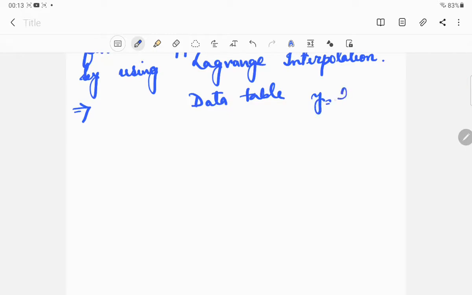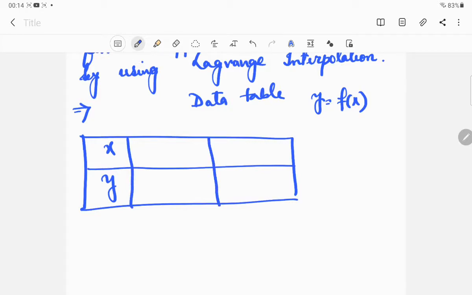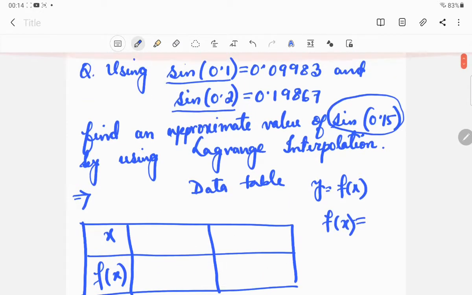Usually the form is y equal to f(x). So we usually have x and y, and then we have the table like that, and here we simply have two values. In place of y, we have f(x). What is f(x) here? Everywhere it is sine 0.1, sine 0.2, sine 0.15, so it is nothing but sine x. You need to understand what the function is.